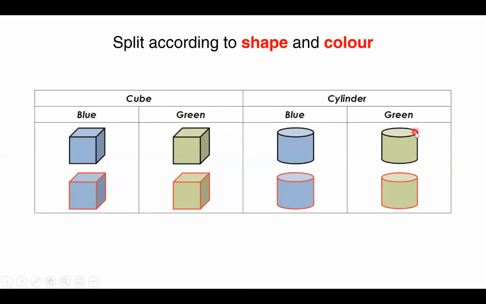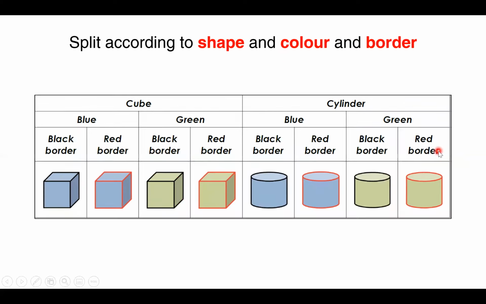So here we have arranged them according to their shape, cube and cylinder, and according to their color, blue and green. Can we divide them even further according to their characteristic? Yes, we can. So we can split them according to the color of their border. So you have the shapes with the black border and the shapes with the red border. So here is what it looks like now.